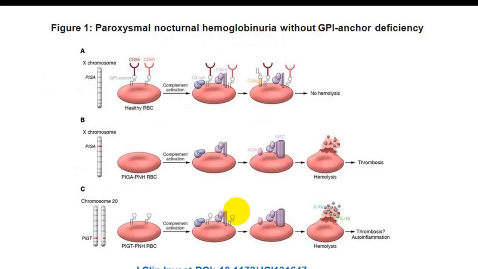So in a healthy RBC, with PIGA and the GPI anchor present for the protectin, there is no hemolysis. If PIGA is mutant, you can see hemolysis and thrombosis. This also results in thrombosis or autoimmune inflammation. So this is documentary proof that paroxysmal nocturnal hemoglobinuria is associated with both decay accelerating factor as well as GPI anchor deficiency. A role of CD59: if the GPI anchor is not present, CD59 won't be able to bind.